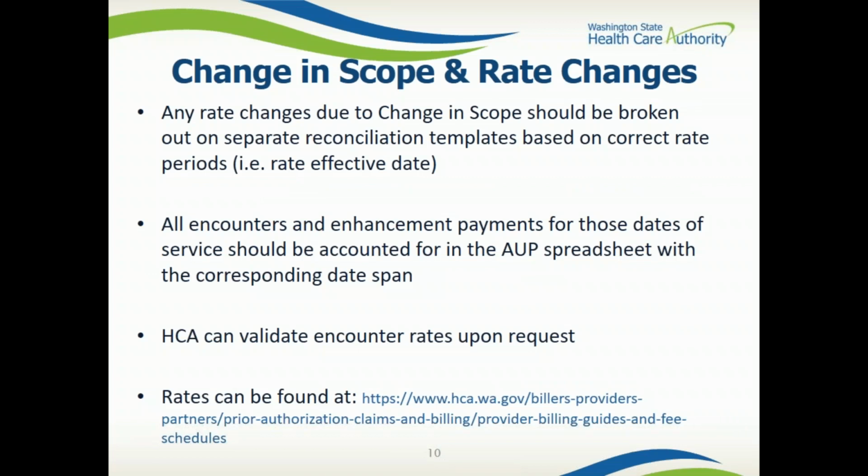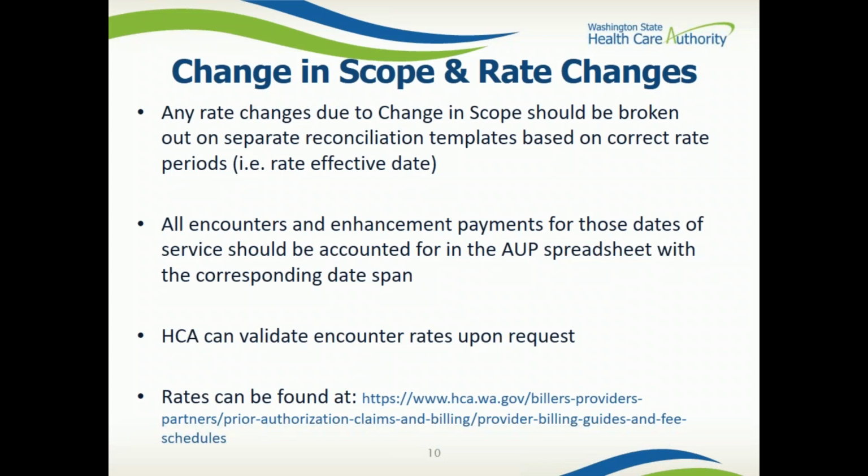For those clinics that have had a change in scope or a rate change during the reconciliation time period, these rate changes should be clearly identified by date and broken out on separate reconciliation templates based on the correct rate period, which essentially means the rate effective date. All encounters and enhancement payments for those should be attributed to an AUP spreadsheet with the corresponding date span.